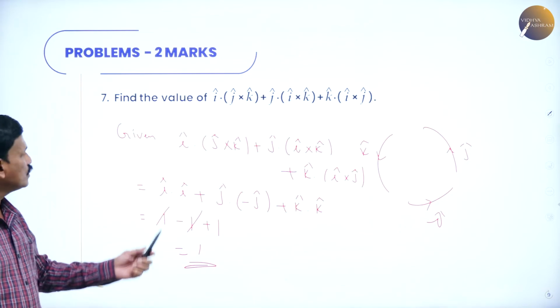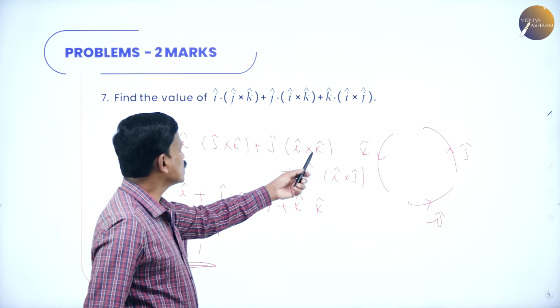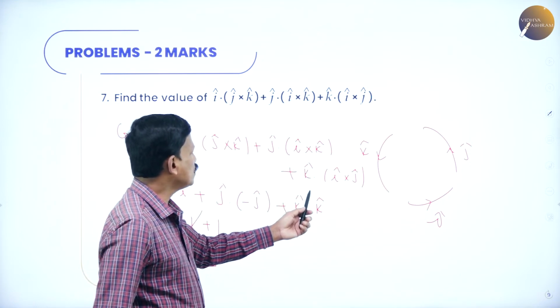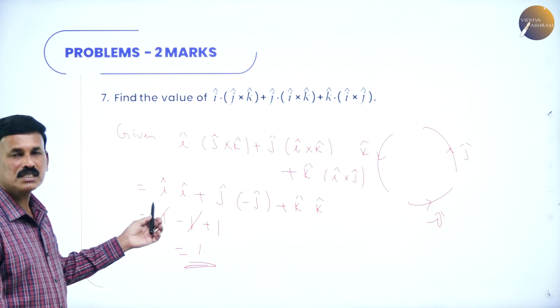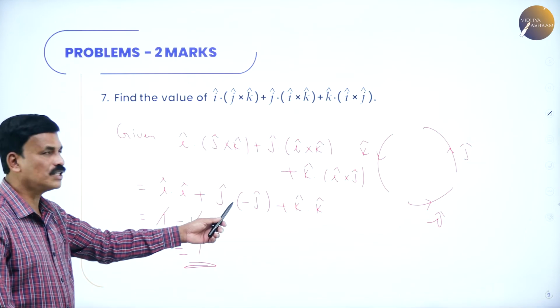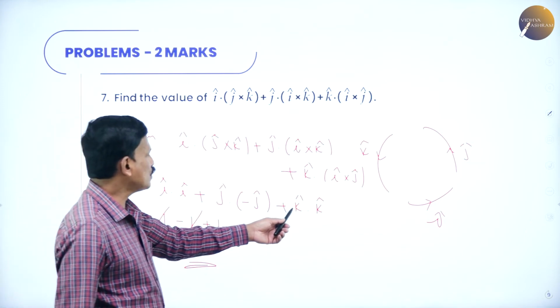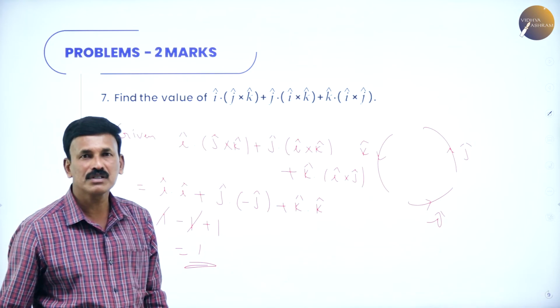Put the cyclic order. j cross k is i. j dot (i cross k) is equal to minus j. k dot (i cross j) is equal to k. Dot product of two vectors, that is i and i, 1 into 1 is 1. j minus into plus, it is minus 1 into 1 is 1. Again plus 1 into 1 is 1. Minus 1 plus 1 gets cancelled. This is equal to 1.